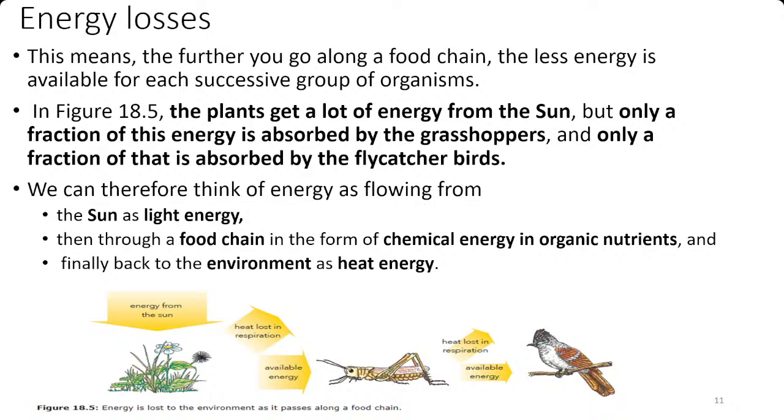So we can thereby link that energy flows from the sun as light energy, and then through a food chain in the form of chemical energy in organic nutrients, and finally back to the environment as heat energy. So energy from the sun, light energy like this. Some is lost as heat energy to the environment. So please remember, to the environment as heat energy. And when it's passing through this food chain, the chemical energy lost in respiration is heat energy.